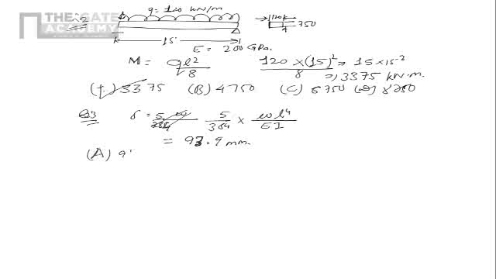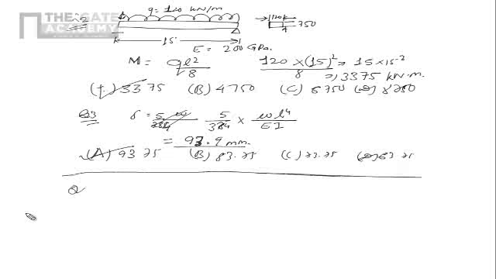Option A is 93.75, B is 83.75, C is 73.75, D is 63.75. So 93.9 is close to 93.75. That's the answer. So please, it's a request to remember important deflections and bending moment formulae. Like for this case, UDL on a simply supported beam or UDL on a cantilever beam. These formulas should be remembered so that you can apply them directly without wasting time on figuring out what the numbers will be. So let's move to question number 4.